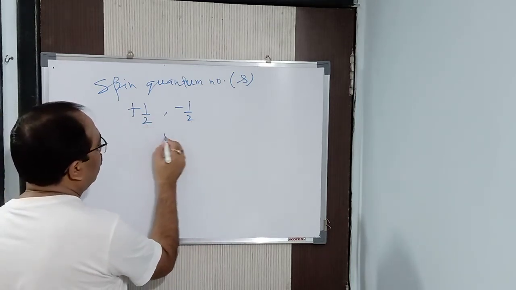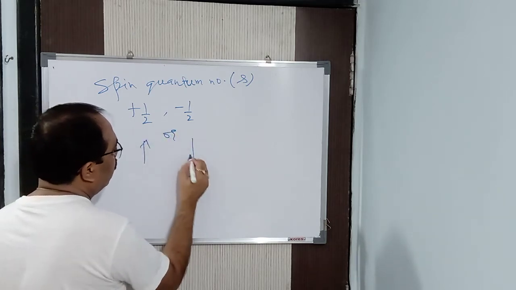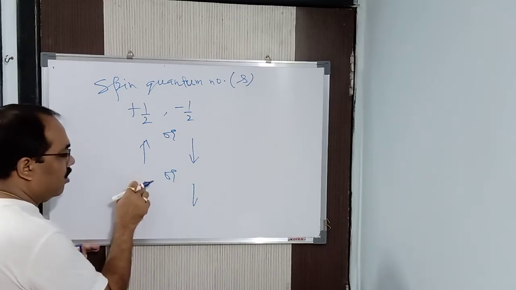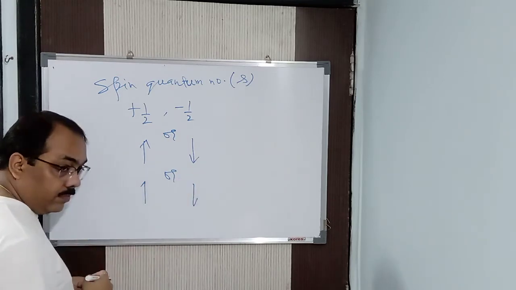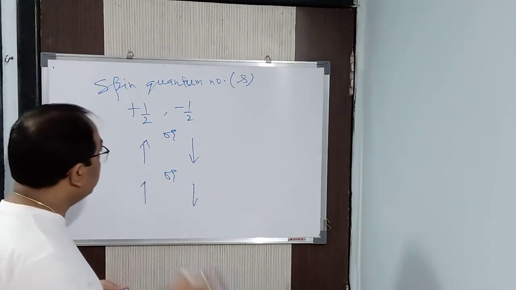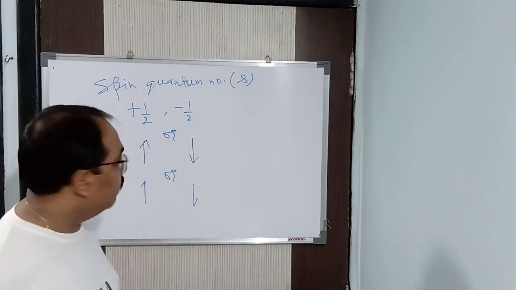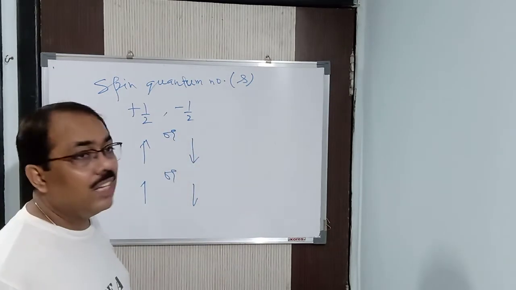Or it can be one upward arrow or downward arrow. Or it can be a half arrow upward, half arrow downward. In any way you can represent it. Either you can do it this way or this way or this way. Anything. One is clockwise, another is anti-clockwise.